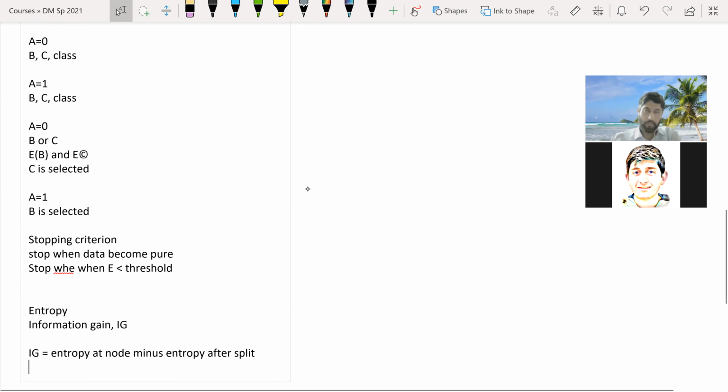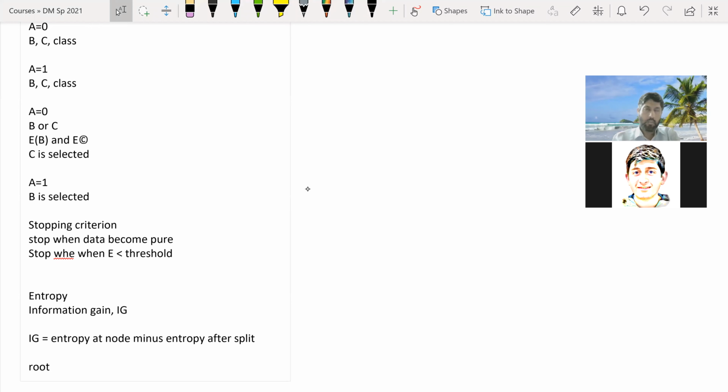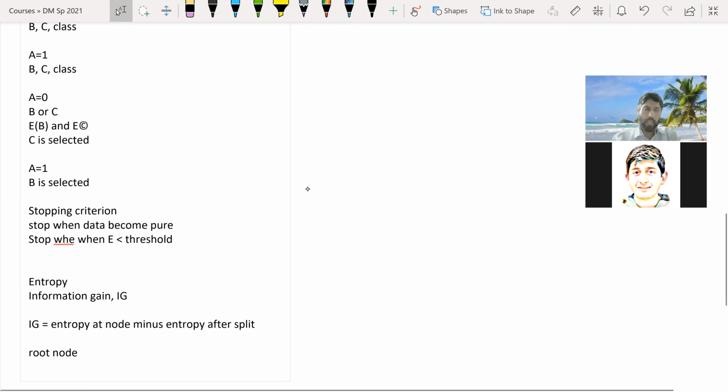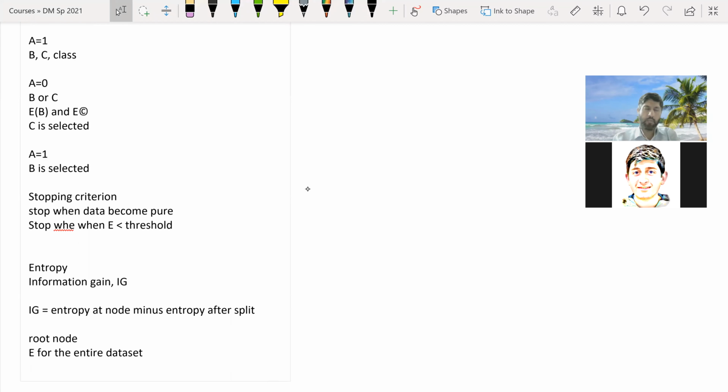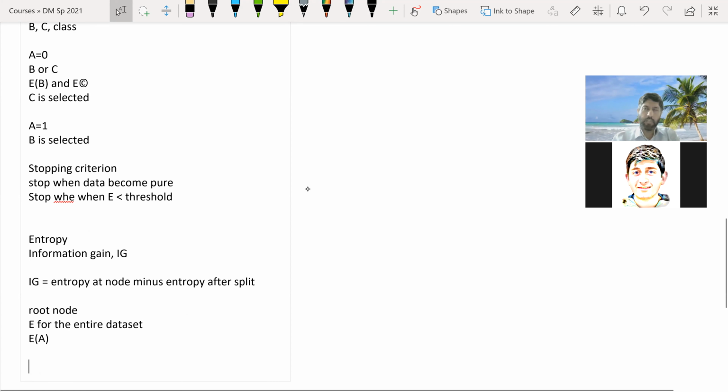So for example, if you talk about the root node, पहले आप entropy for the entire data set निकालेंगे, and then let's say you split using A, so entropy of A निकलेगा. So the information gain for A would then be E minus EA.